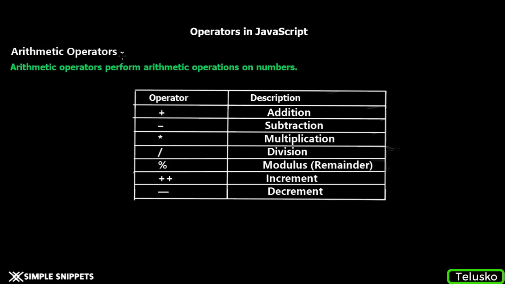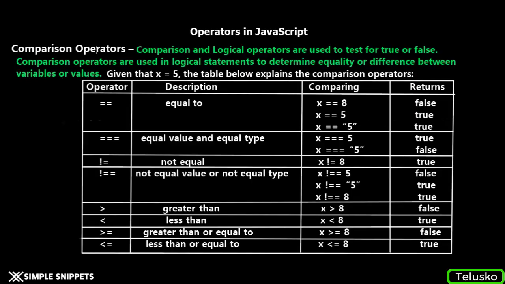Okay, so these are the arithmetic operators available in JavaScript. We have plus, minus, multiplication is a star. Then we have division, modulus, increment and decrement. Okay, so these are used to perform arithmetic operations. Let's move ahead. Okay, so these are the comparison operators, that is, comparison and logical operators are used to test for true or false. Okay, so if you want to test a condition, you use comparison operators.